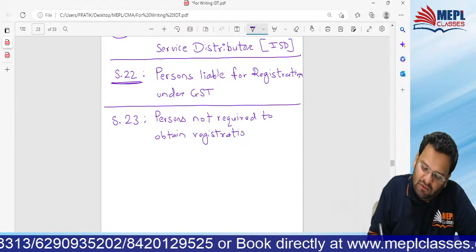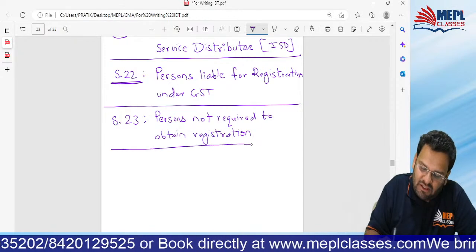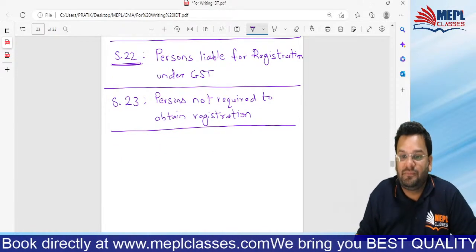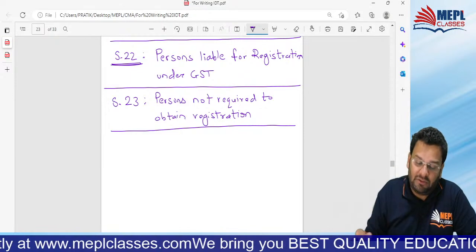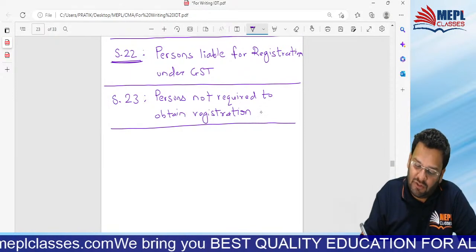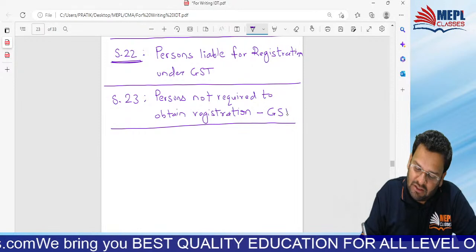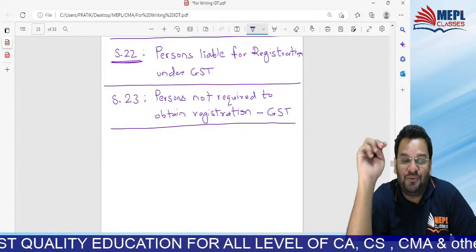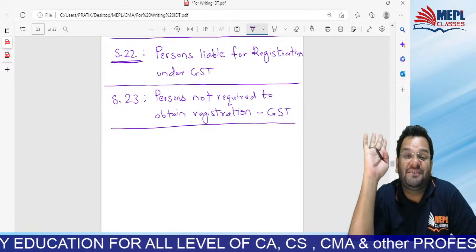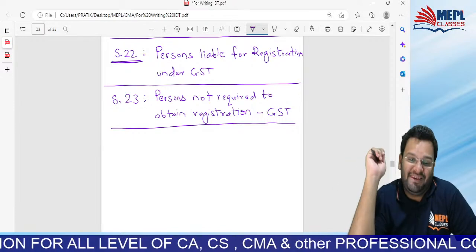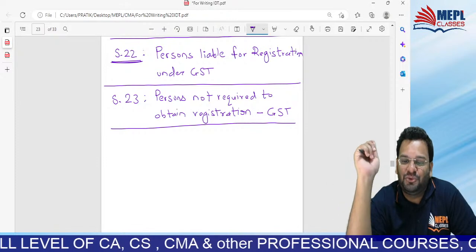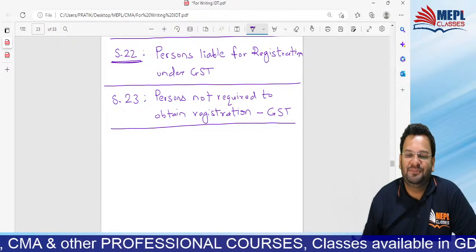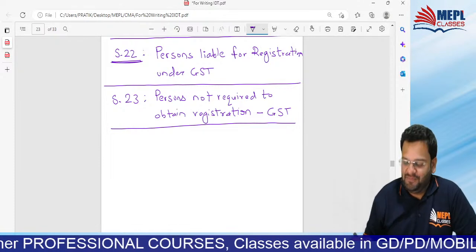Obviously we have to study the whole of GST in depth. It has huge weightage in your syllabus. So persons not required to obtain registration in GST is 23. Tell me honestly in the chat window, who is keeping the notebook well? Who is writing all the provisions? Let me know in the chat window.